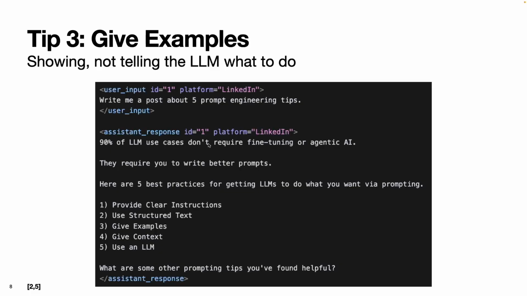"90% of LLM use cases don't require fine-tuning or agentic AI. They require you to write better prompts. Here are 5 best practices for getting LLMs to do what you want via prompting," listing the 5 tips we're talking about here, and then having this question at the end: "What are some other prompting tips you found helpful?" This is very much my style when it comes to LinkedIn posts, but I promise you if you were to paste this into ChatGPT, you wouldn't get a response like this one here.